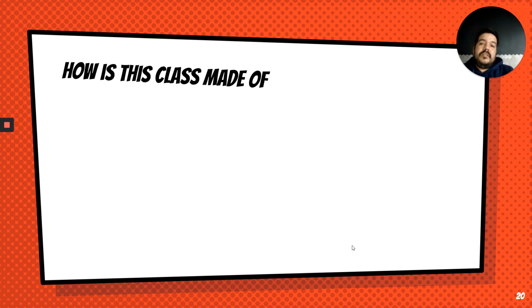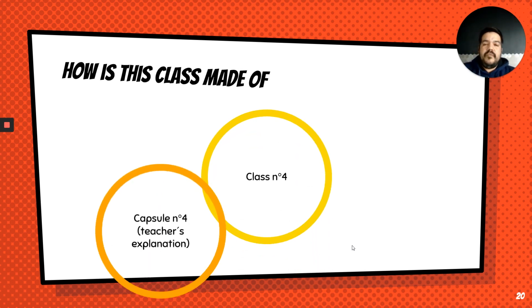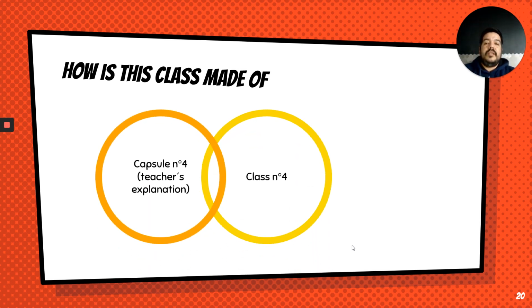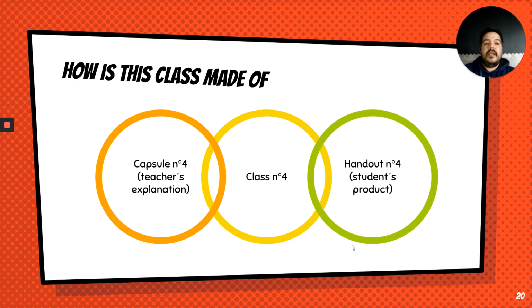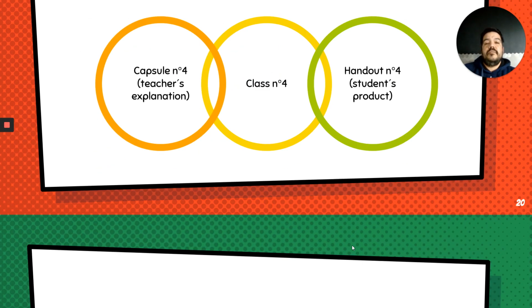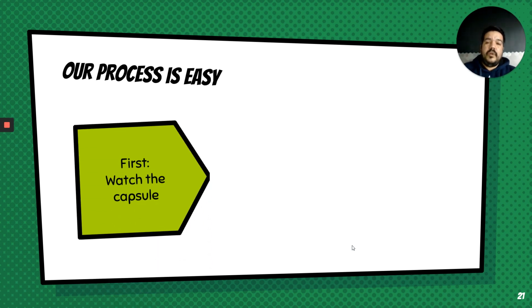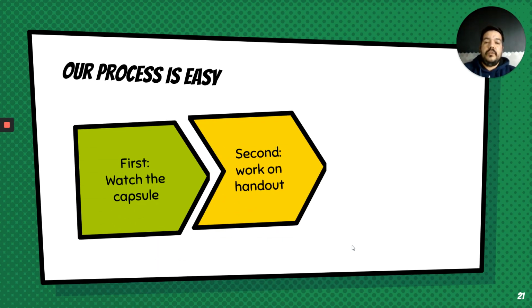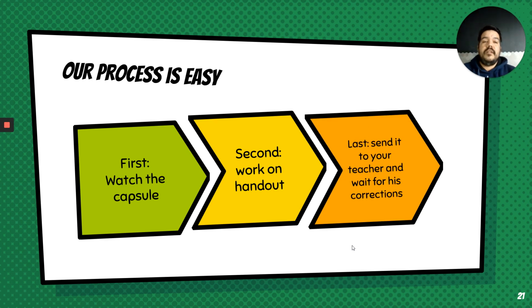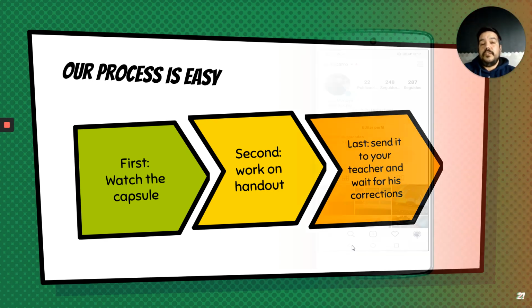Well, what is this class made of? Class number 4 is made of capsule number 4, that is teacher explanation, and handout number 4, that is student's product. This process is very easy. First, you have to watch the capsule. Second, you have to work on the handout. And finally, you have to send it to your teacher and wait for his corrections.